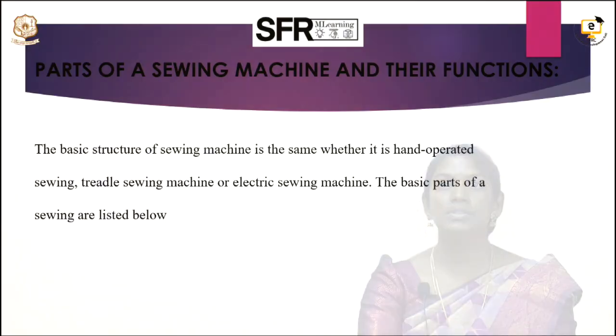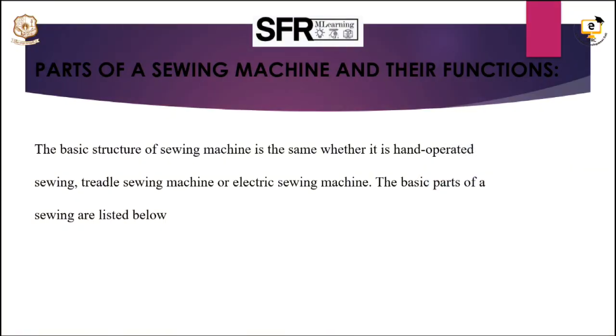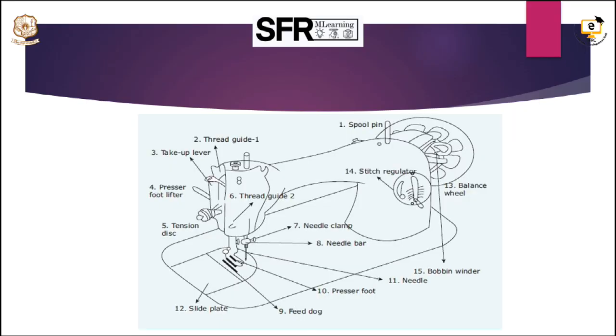Today we are going to see the parts of a sewing machine and their functions. First of all, the basic structure of the sewing machine is the same, whether it is a hand operated sewing machine, a treadle sewing machine or an electrical sewing machine. The basic parts of the sewing machine are listed below. These are the images of a sewing machine.